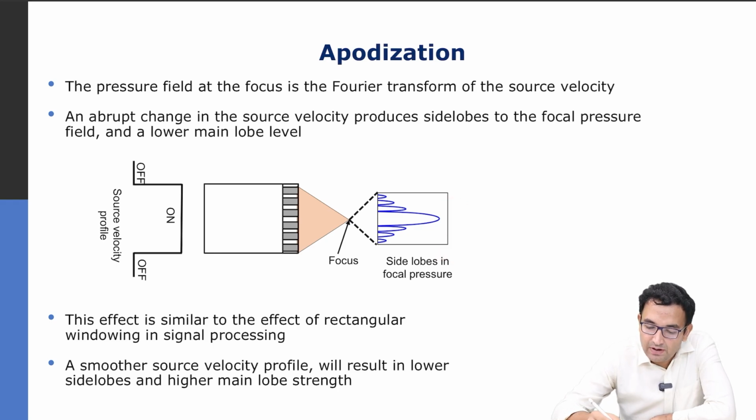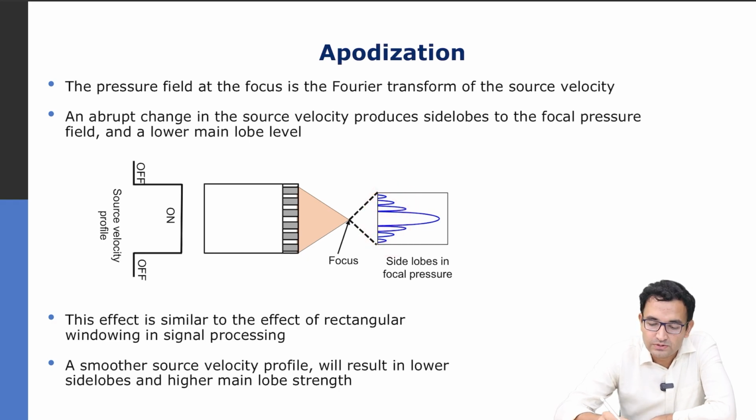And the reason why we need to go for this apodization is because the pressure field at the focus has a Fourier transform relationship with the source velocity. And the source velocity typically simply mirrors the aperture function. So if the shape of an aperture function is like a rect, then the Fourier transform will indicate a pressure profile that resembles a sinc function. And you know the sinc function has high side lobes relative to the main lobe.